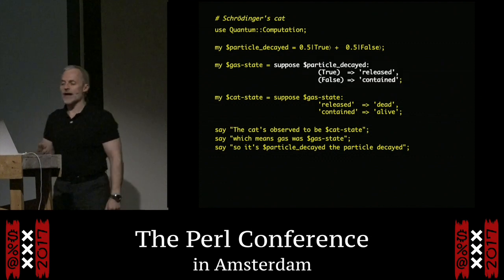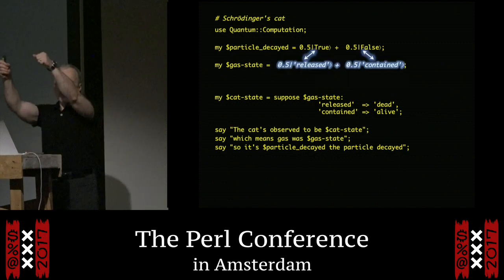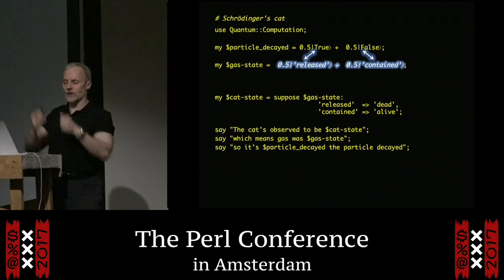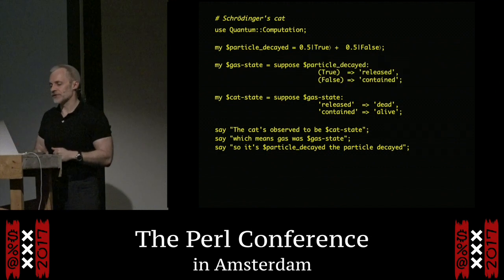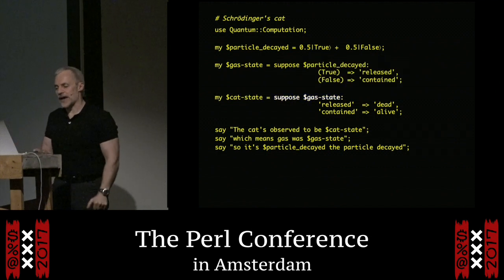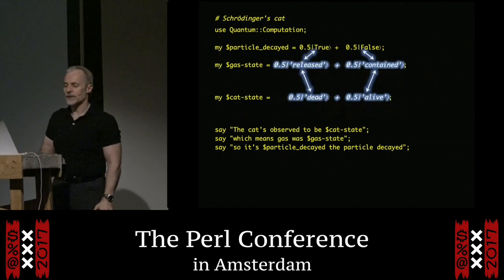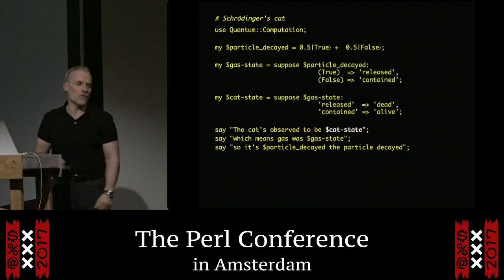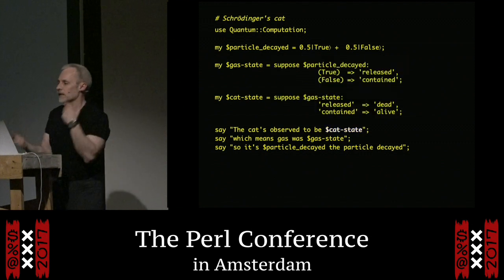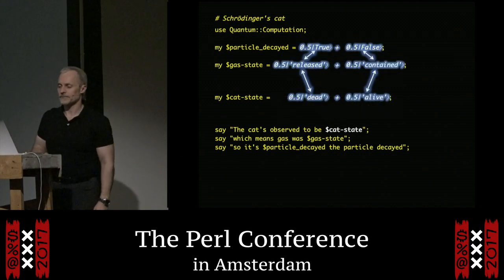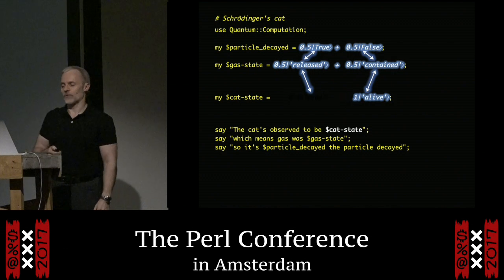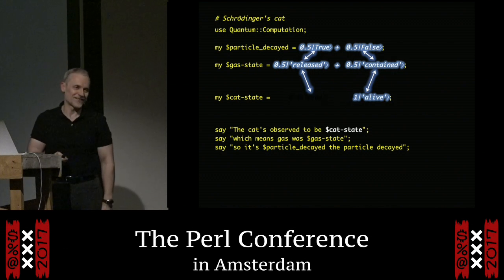So, we do that, and now our gas state is entangled with our particle decay state. And then we do the same thing with a cat. If the gas is released, the cat's dead. If the gas is contained, the cat's alive. So now we've entangled all three of those variables, and what do we do? We observe one of them. And the others will then collapse to coherent states. So we observe the cat state, and oh, phew, it was alive.